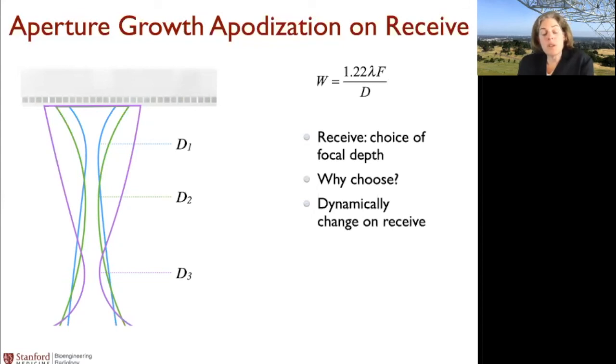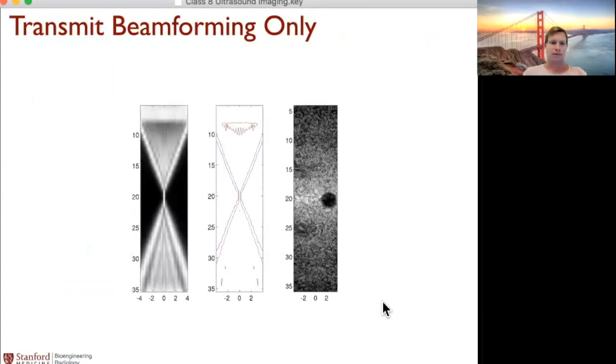Because mostly what neuromodulation is done with right now is with single elements. And when we start moving into arrays, it's time to start getting more complicated. All right, so here's just some examples.